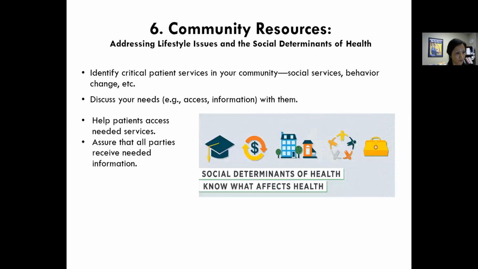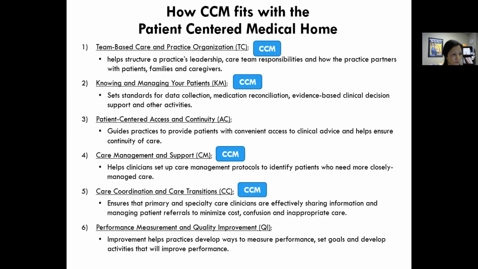So assessing what their social determinants are is extremely important, and getting them to the community services that they need to solve those problems removes those barriers for you in terms of treating them from a clinical perspective. So those are all the components of the chronic care model, and it's a pretty whirlwind tour, but I also want to point out how it fits with the patient-centered medical home.